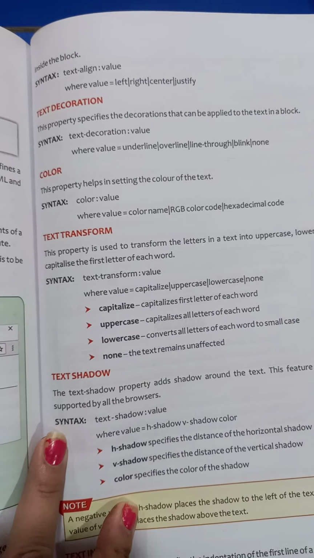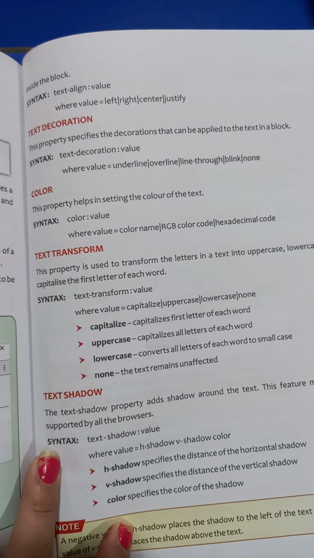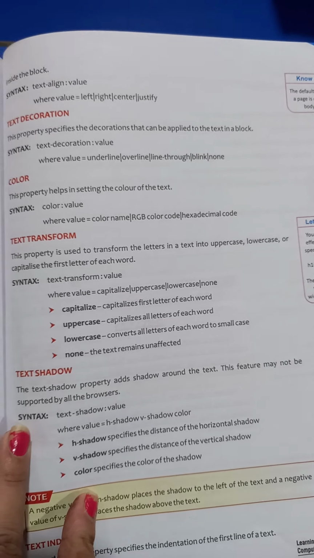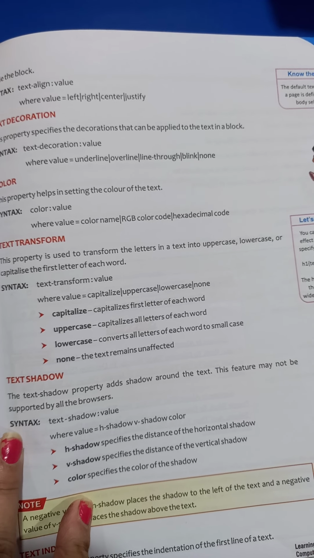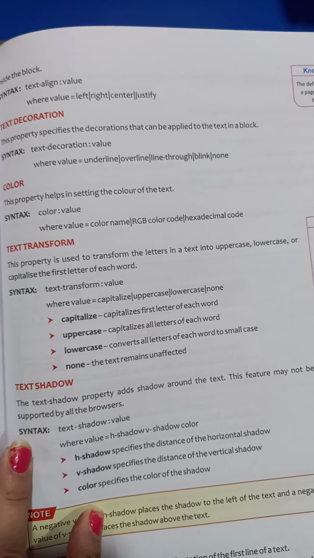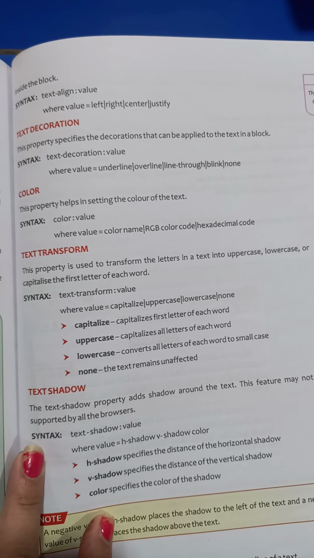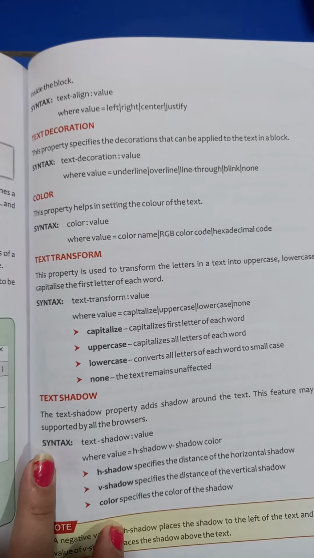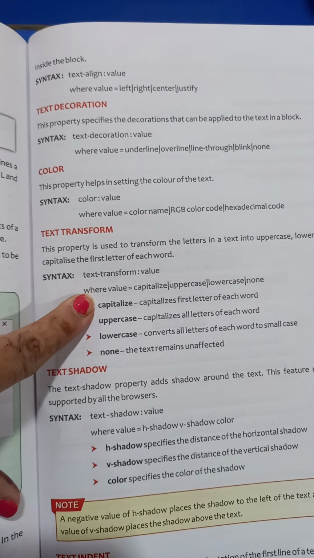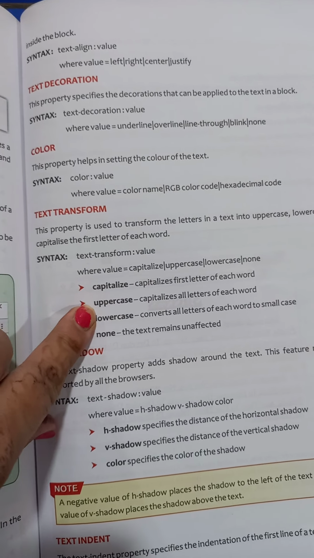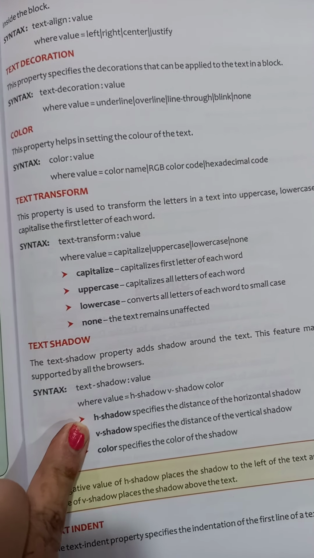Next is text transformation, or you can say text transform. This property is basically used to transform the letters in a text into uppercase, lowercase, or capitalize the first letter of each word. This is the option used to change the case of your letters. The syntax is text transform, value, where the values are capitalize, uppercase, lowercase, and none.